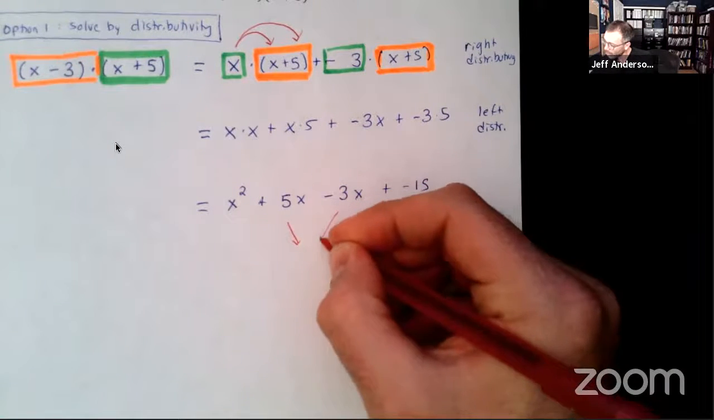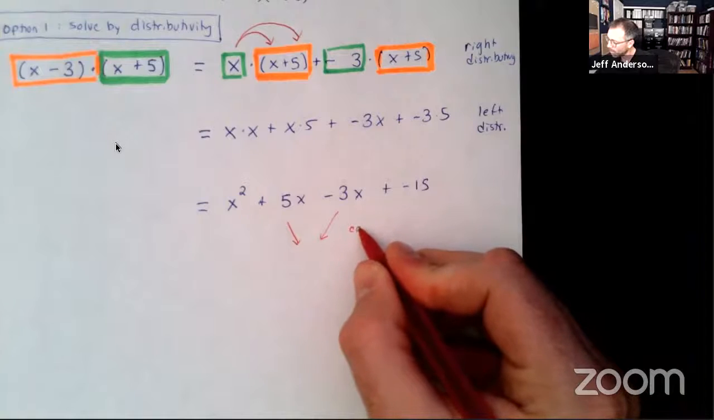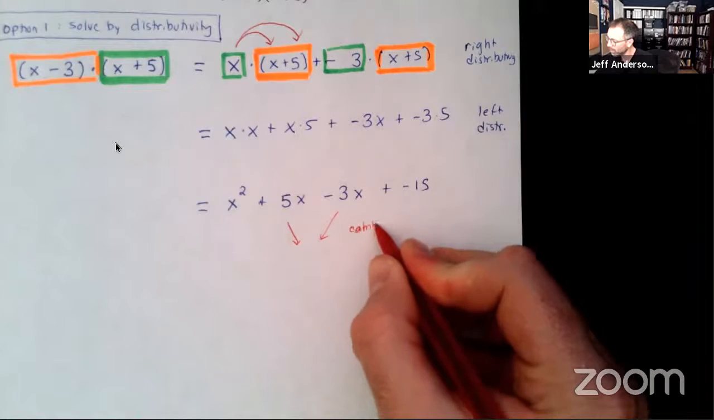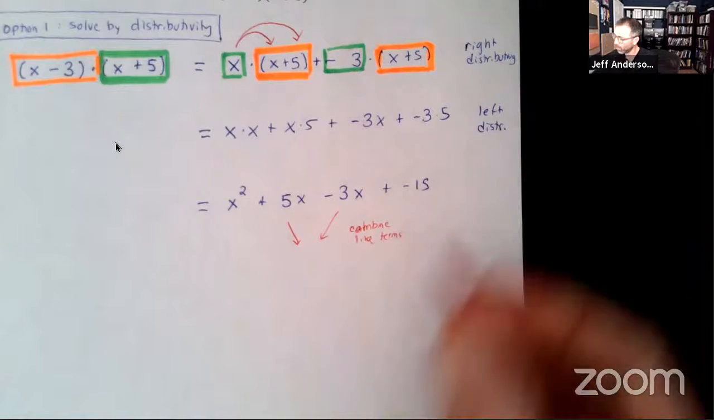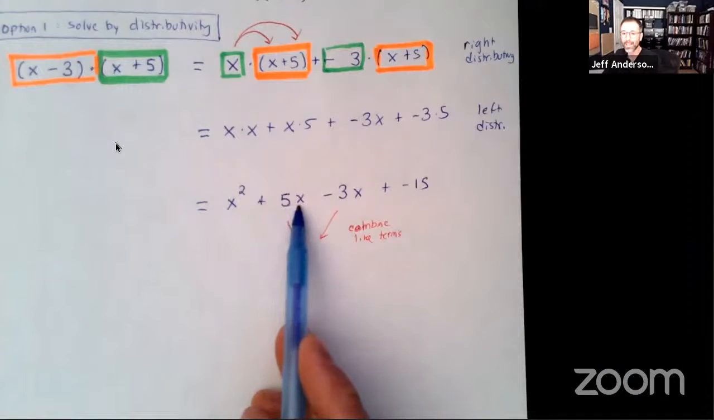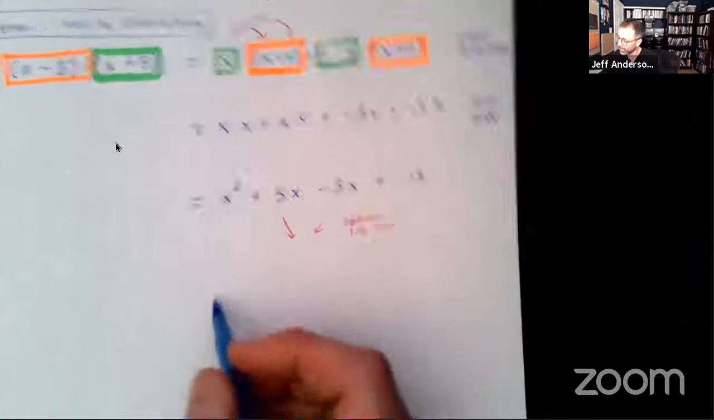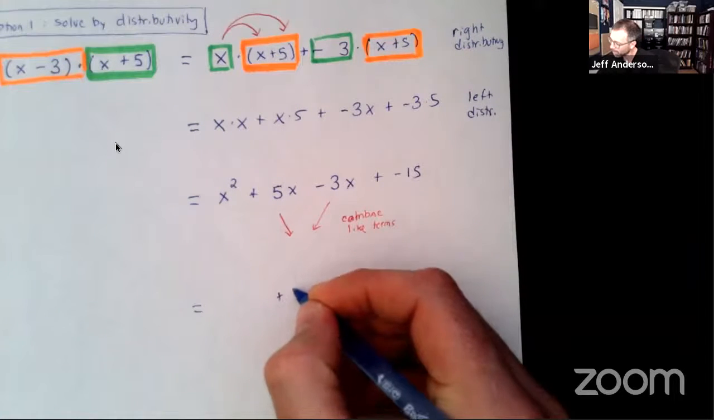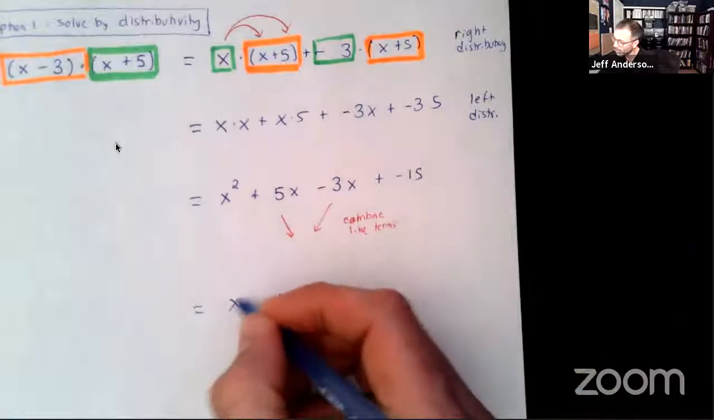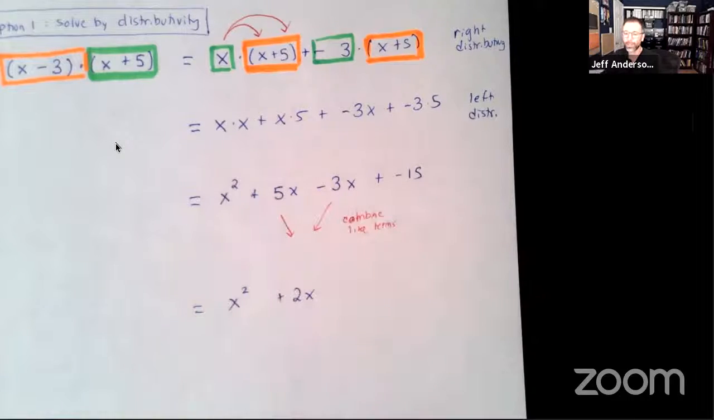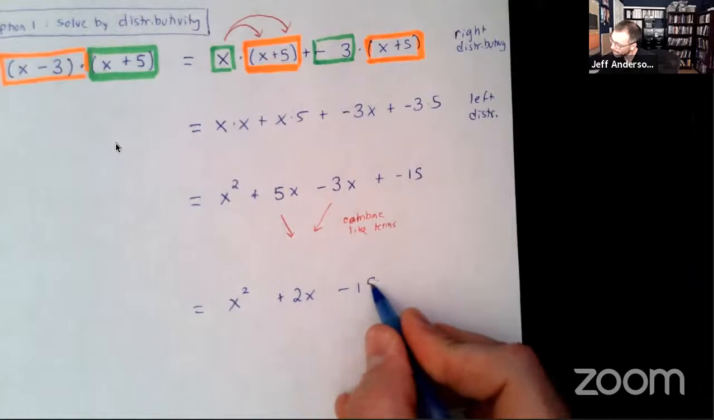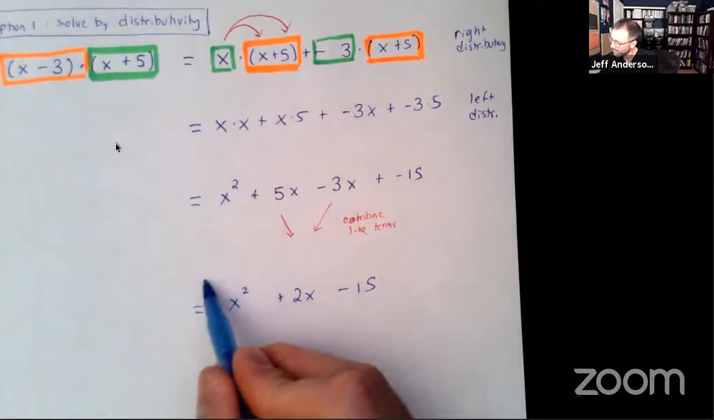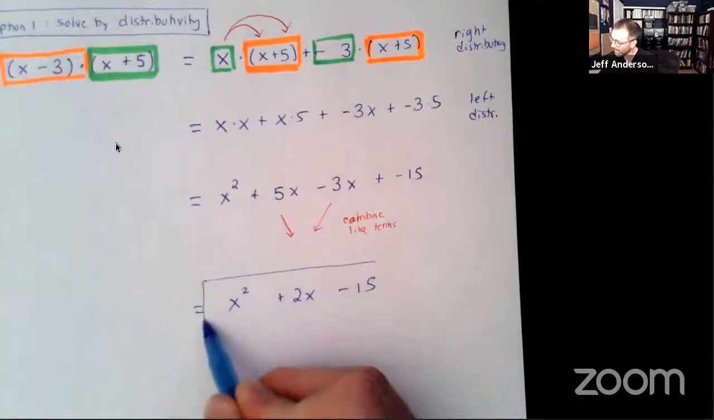Here we look at two terms that are alike, and we say that we can actually combine those. So this is called combining like terms. In other words, if I have 5 x's and I take away 3 of those, how many are left? Well, it must be positive 2x. Here I can't do anything with x squared because there's only one term that shows up like that, plus a minus 15. So my claim is this is as simple as it's going to get, right?